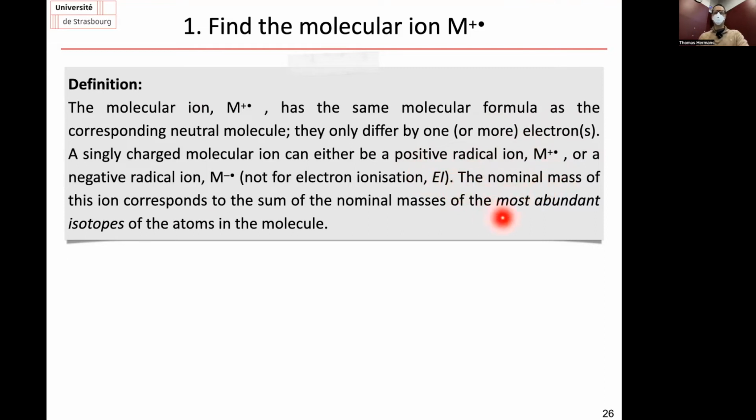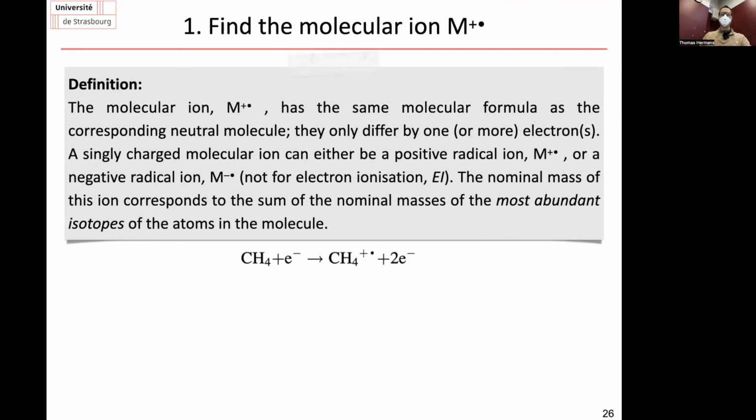And the nominal mass, right? The highest peak you will see is the mass considering the most abundant isotopes of the atoms in the molecule. So when you calculate the mass of your molecules, you have to consider the most abundant isotopes first, because that will be the most intense peak in your mass spectrum.